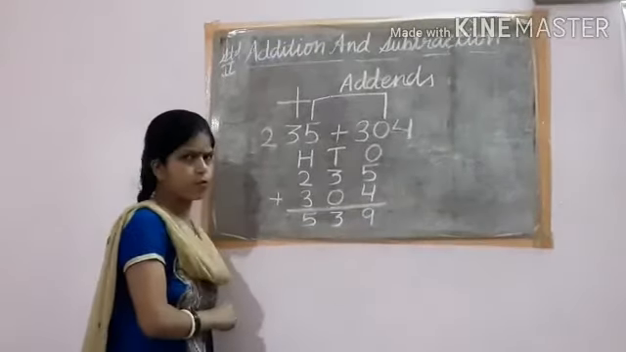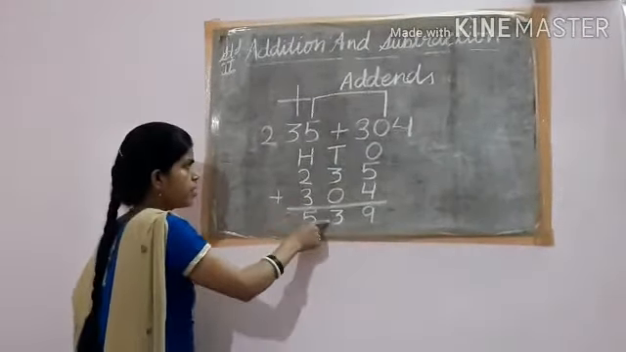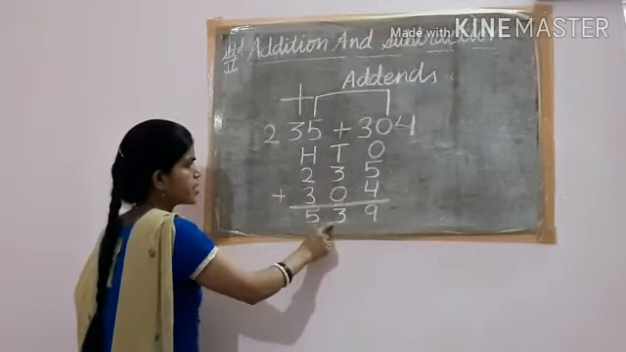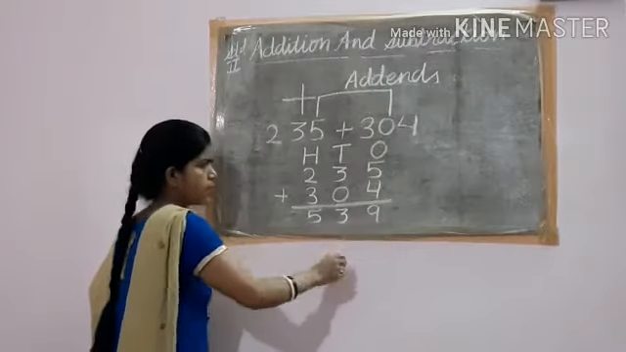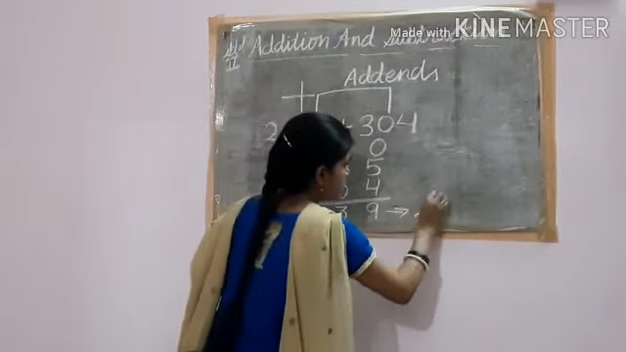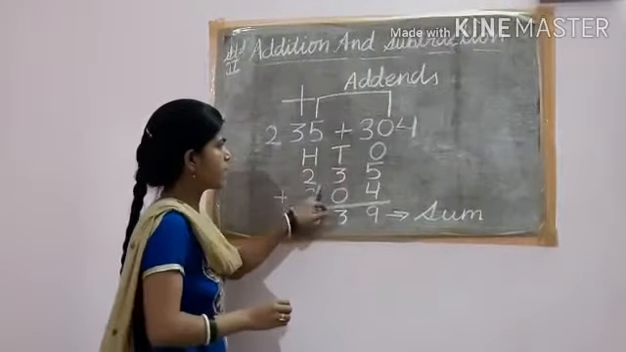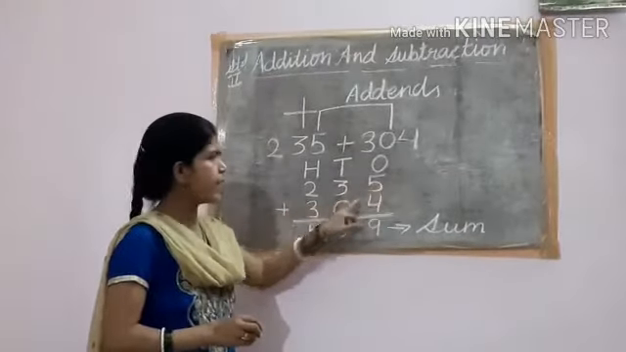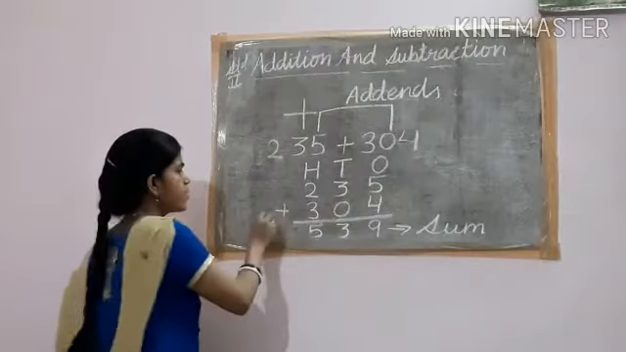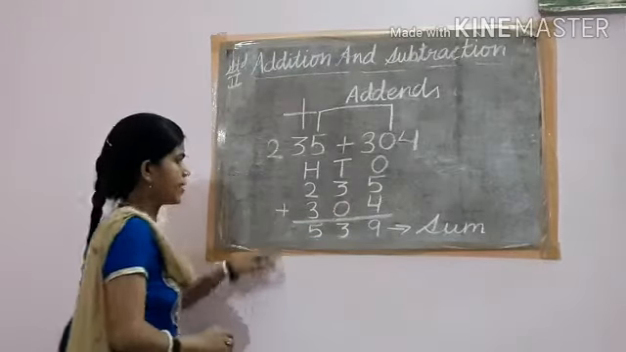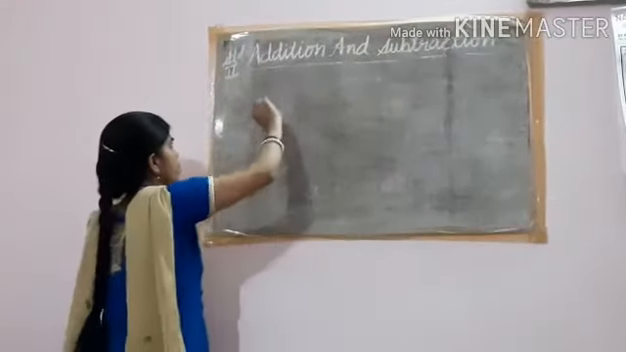539. You know now how to read the number. 5 is at the hundreds place, so 500. 3 is at the tens place and 9 is at the ones place, so 539. This is called the sum. This is the first addend, this one is the second addend, and this is the sign of addition.